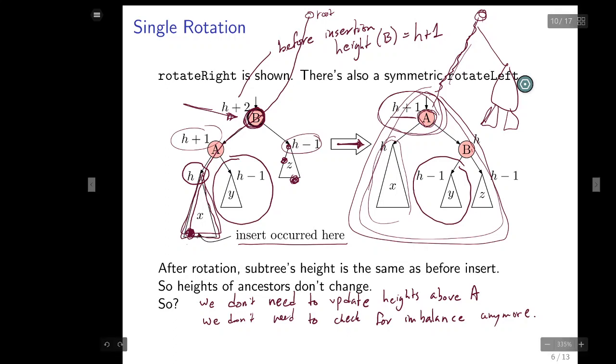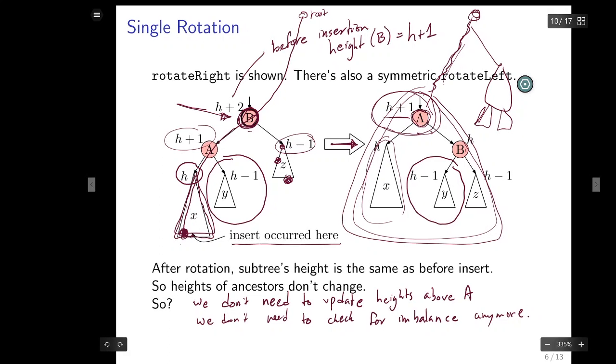So I've got to go up this path, figuring out about new heights and things like that. Somebody wants to start at the top and go down and find the first place where it's out of balance. I want to fix it immediately, where it occurs lowest in the tree. Why would I want to do that? Because after I fix it, I don't have to worry about it again. The height has been restored to what it was before.